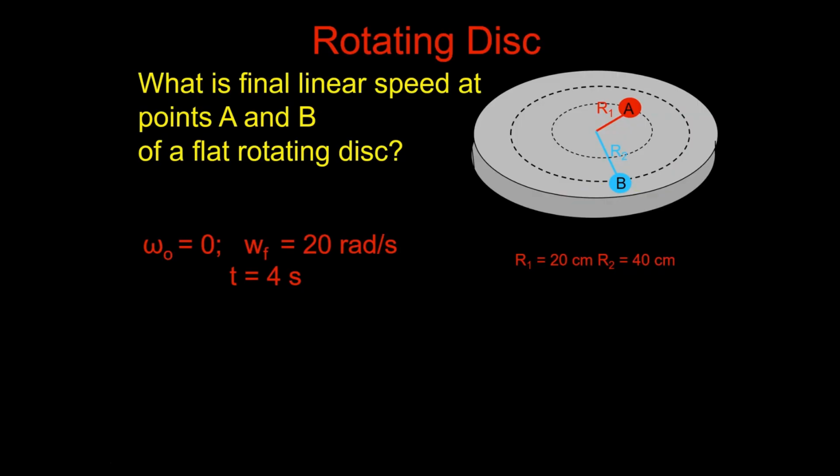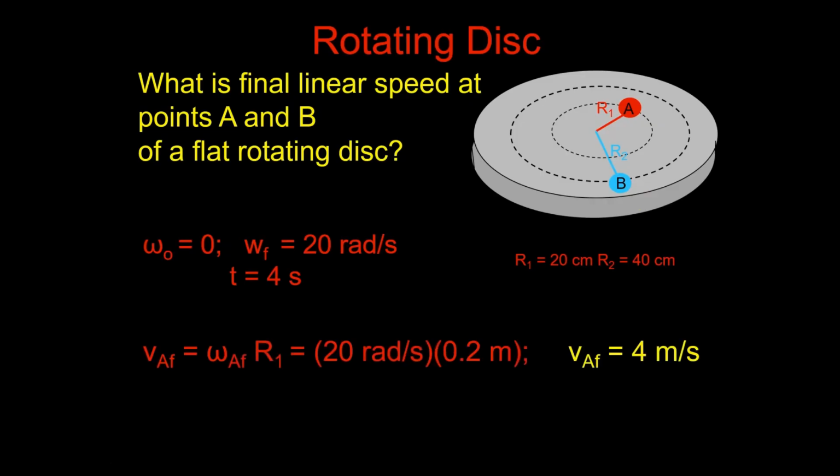So here we've got a disk and it's spinning around, and we've got two objects, object A and object B, sitting on this disk. One sitting at a radius of 20 centimeters and B is sitting at a radius of 40 centimeters. They will both be experiencing a velocity in omega and a velocity in v in a straight line. So let's figure out the velocity of the object sitting at 20 centimeters. V will be omega times r1, which is 20 radians per second times 0.2. That'll give us a velocity of 4 meters per second.